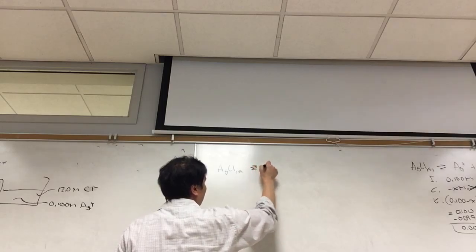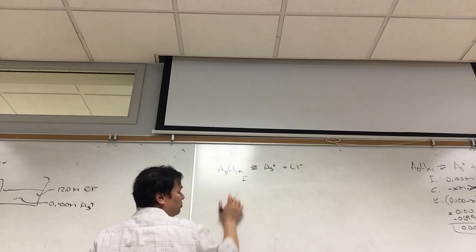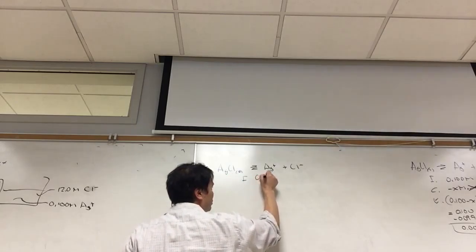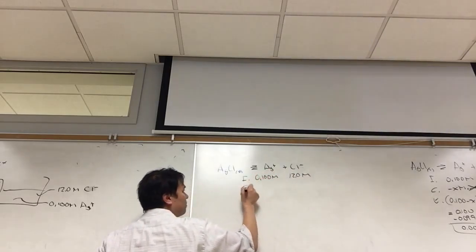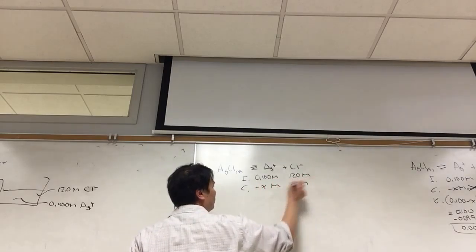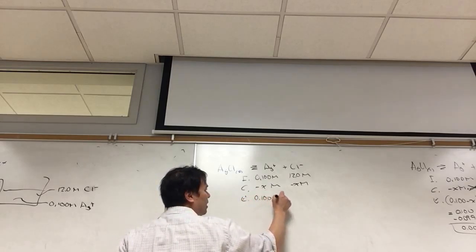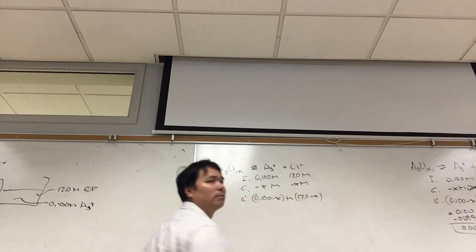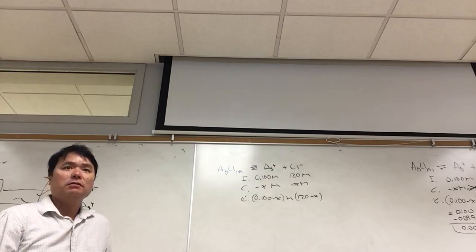I'll do silver chloride solid. This is going to give me silver ions and chloride ions. Solids' activity doesn't change, so it stays 1. And so the silver ion concentration is 0.100 molar. The chloride ion concentration is 12.0 molar. And then I'm going to precipitate it out. Minus x molar, minus x molar. X is the amount precipitated, or concentration precipitated. 0.100 minus x, 12.0 minus x. And then see how much precipitates out from this.